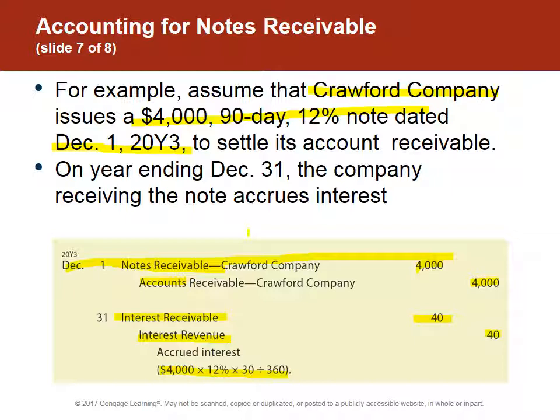Now, this $40 really probably doesn't mean anything because it's not very much money. But for some companies, take a bank, for example, that has accounts receivable from customers for their mortgages, thousands of accounts receivable, this could be in the millions, in fact, in the billions of dollars. And so accrued interest is a very important journal entry that you will see on homework and you'll also see on your next exam.